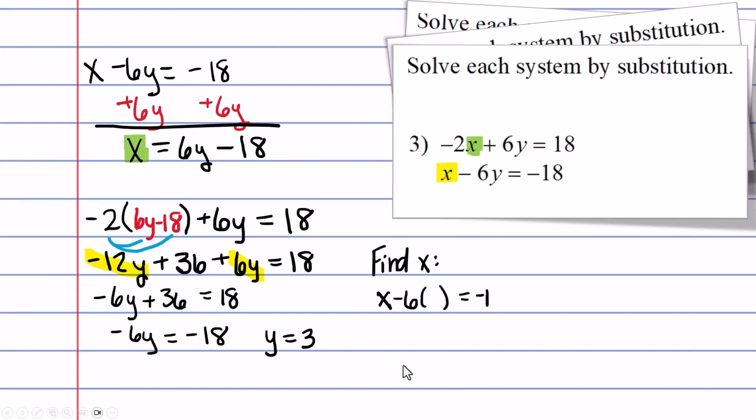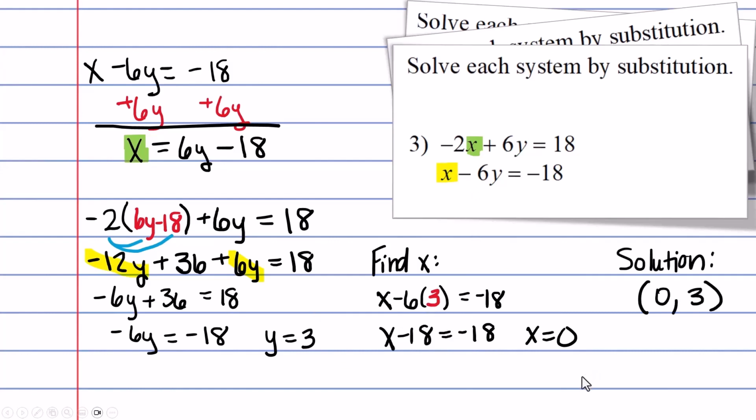Now we have to find the x, and I'm going to go in here and use the formula that has the x in it. It said x minus 6y equals negative 18. I know the y is 3, so it's x minus 6 times 3 equals negative 18. So x minus 18, because negative 6 times 3 is negative 18, equals negative 18. Well, the only way that's going to work is if x is 0. So our solution is 0 and 3.